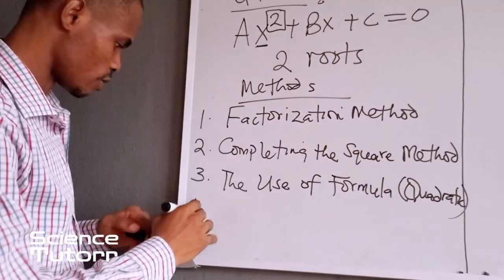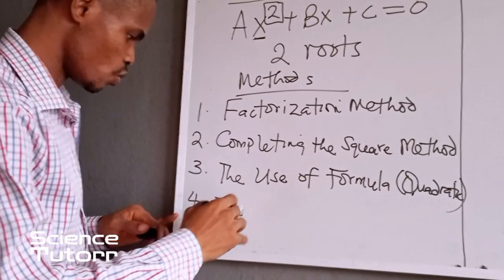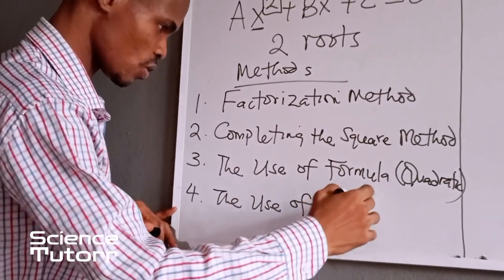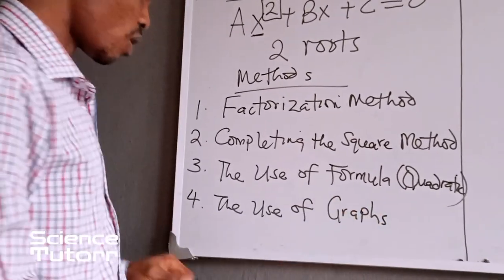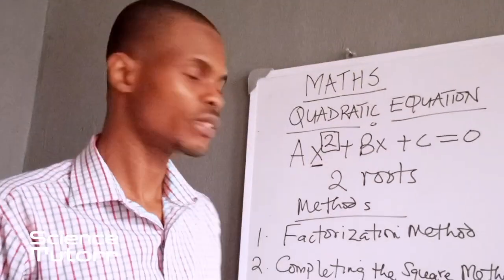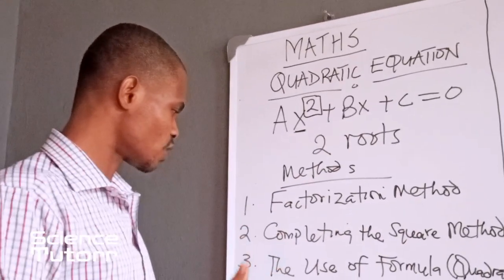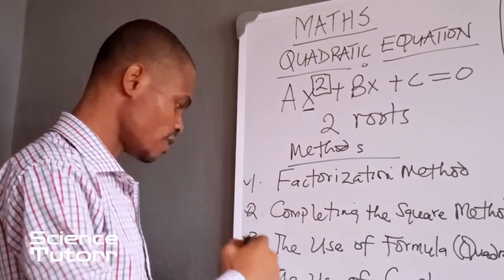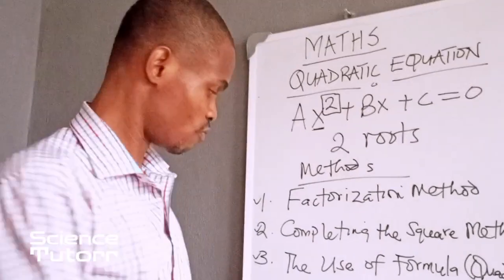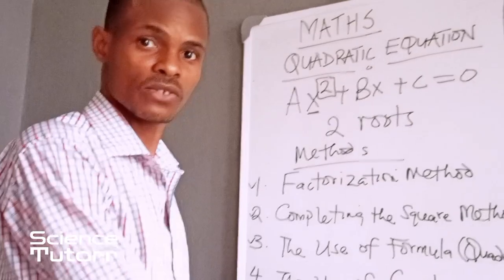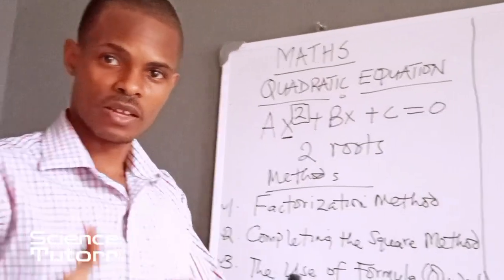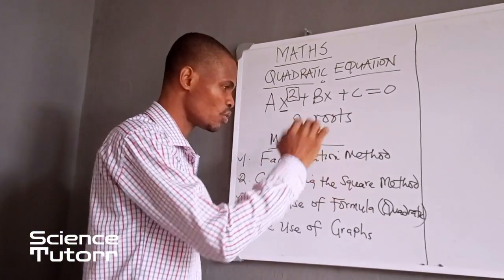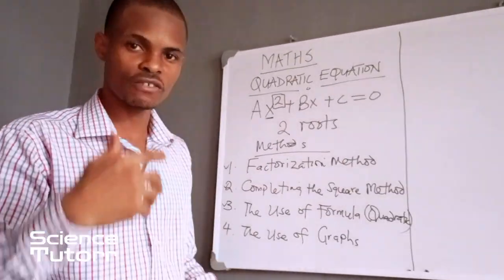And finally, the fourth one, we have the use of graphs. That is what we call the graphical method. For the scope of this class, we shall be focusing on the first, second, and third. In due course, we will look at the use of graphs, depending on how students reciprocate. So for today, we shall focus on the factorization method for this video.